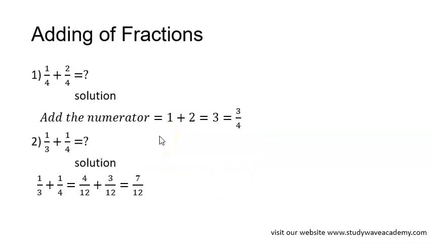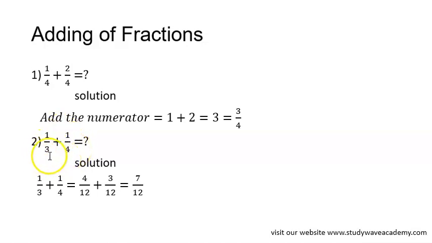So we're going to move over to adding of fractions. We have 1/4 plus 2/4. How do we add? Since the denominators are the same, we are going to add the numerators together. So we have 1 plus 2 equals 3, which is equal to 3/4. We put back our denominator because they are the same. There is no need of adding it. So we put back our denominator. We have 3/4.